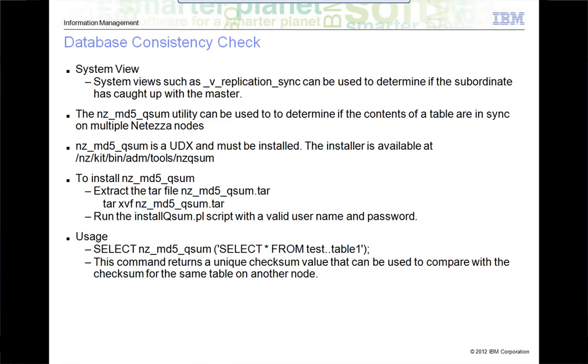So this should answer an earlier question about how to check consistency on the master and subordinate before initialization of replication. But once replication gets going, you can use the system view called _V_REPLICATION_SYNC to see if master and subordinate have caught up. But again, as a best practice, even if this view says that the latest transactions have been applied, every once in a while I would check the consistency using this command to make sure that they are indeed in sync.